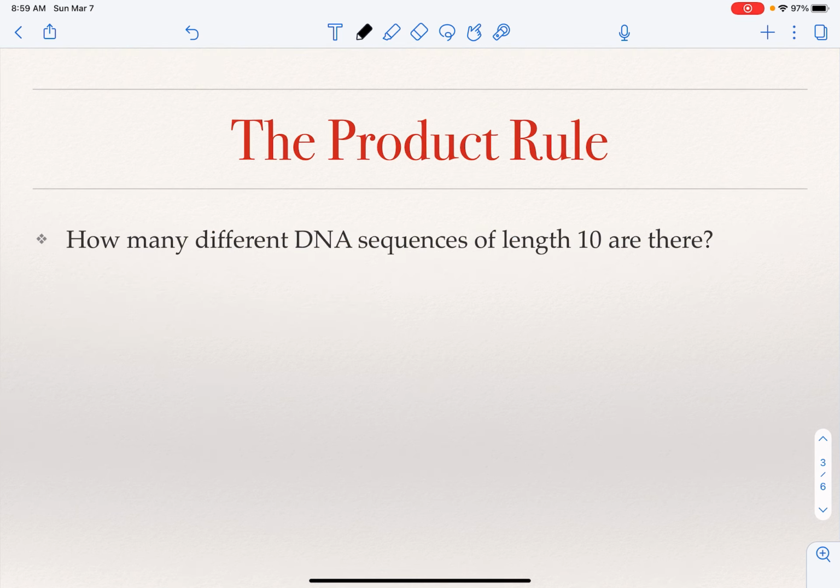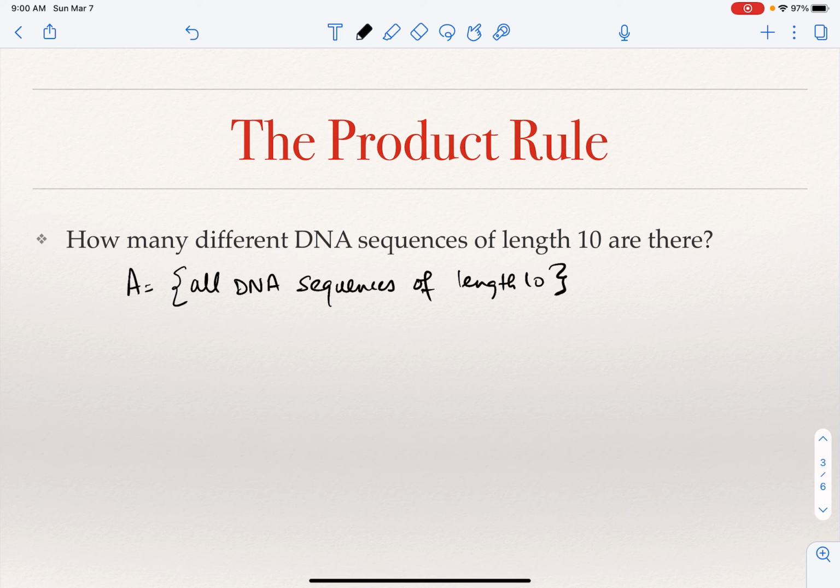Let's look at the first example here. For example, how many different DNA sequences of length 10 are there? DNA sequences are basically strings where every position, every letter in the string, can be either A, C, T, or G. And the string is of length 10. So here I'm talking about the set A, the set of all DNA sequences of length 10.